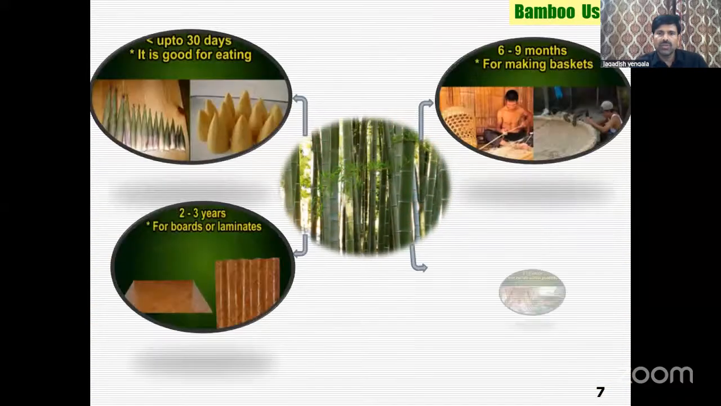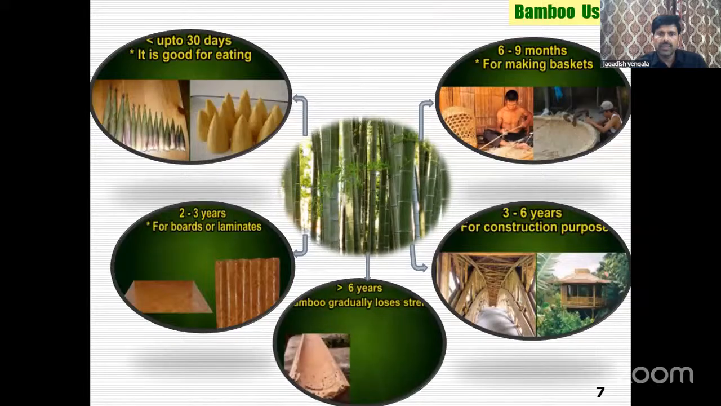Uses we all know, I need not mention, I just wanted to repeat it. In less than 30 days, we call them shoots, good for eating, pickles, curries, whatever you can make. At 6 to 9 months, bamboo is tender in nature, so you can easily split it or take out slivers. Using slivers, you can make baskets.